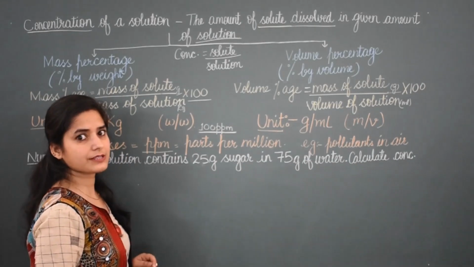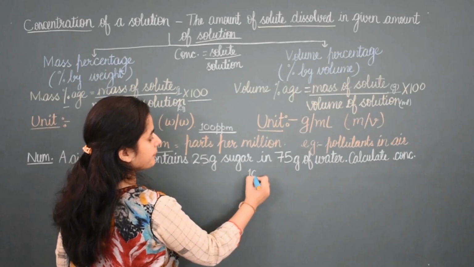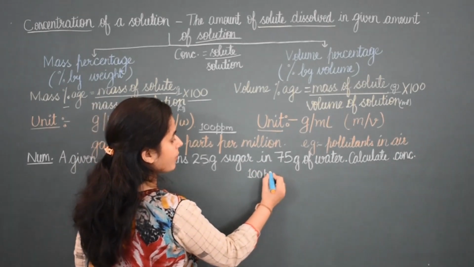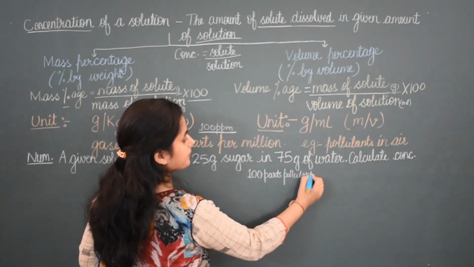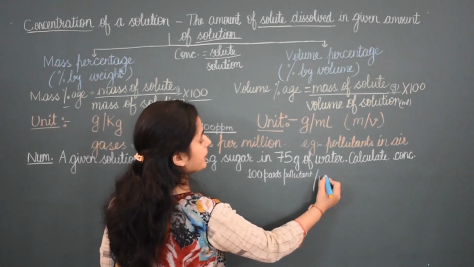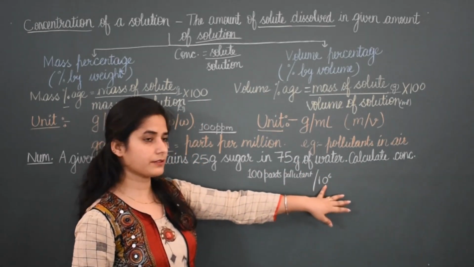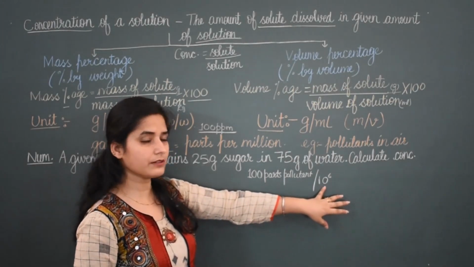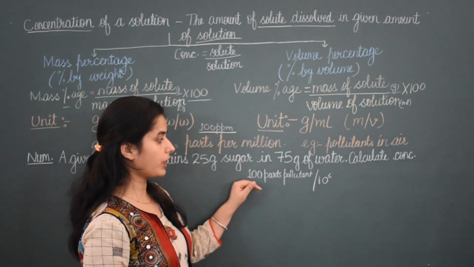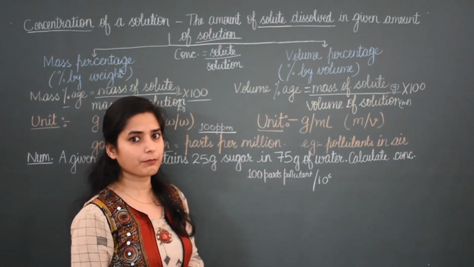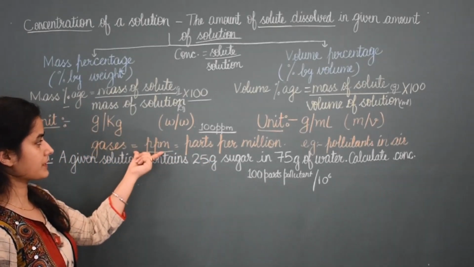What is the meaning of this 100 ppm? It means 100 parts of pollutants present per million, 1 into 10 raised to power 6. One million means how much pollutant is present in 1 million parts of air. So this way ppm is measured.